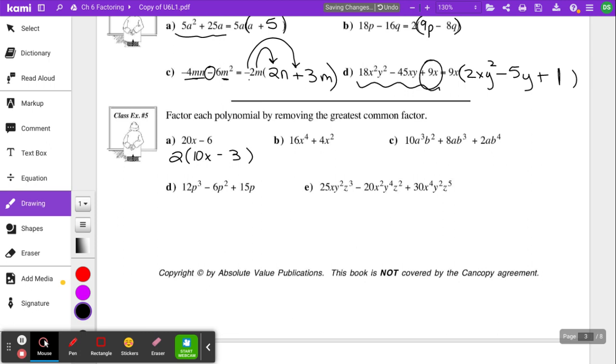What's the common factor in part B? Isaiah, what's common? 4. Anything else? X squared. That is not equivalent yet. I have to write an equivalent statement. So what else do I need? 4, X squared. That is not the same. I have not written something that's equal to what I had before. Plus what? Excellent work.